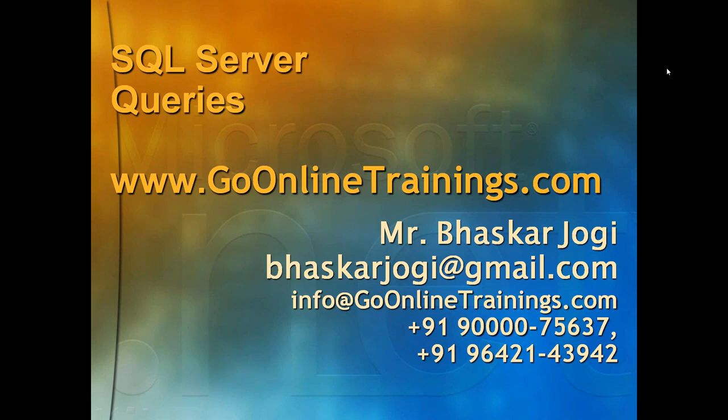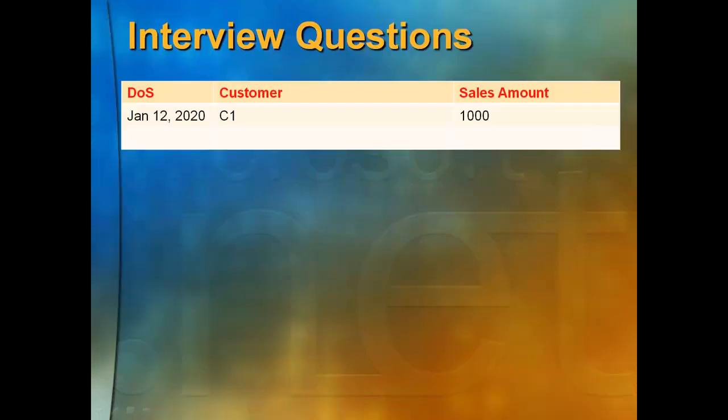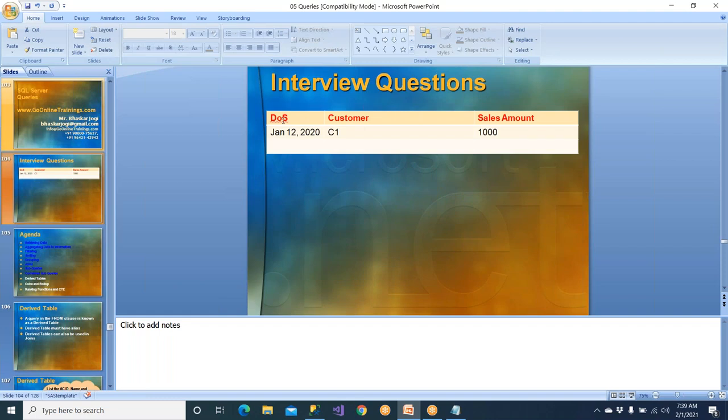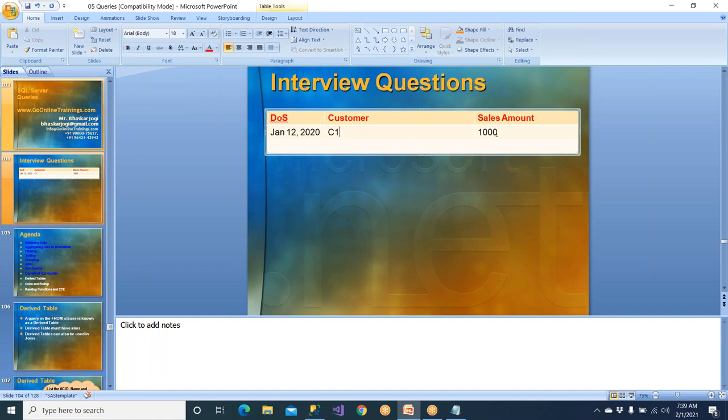Okay, so I wanted to give you one interview question. You can answer this. The interview question is like this. There is a sales table, and the table name could be anything. It has the date of sales, the customer, and the amount he paid. So on Jan 12th, the sale happened by customer C1 for 1,000. Again, on Jan 20th, 2020, customer C2 came and purchased 1,200 worth of products.